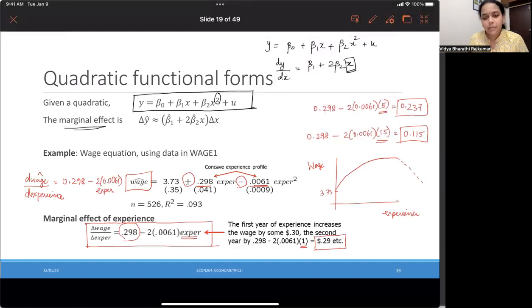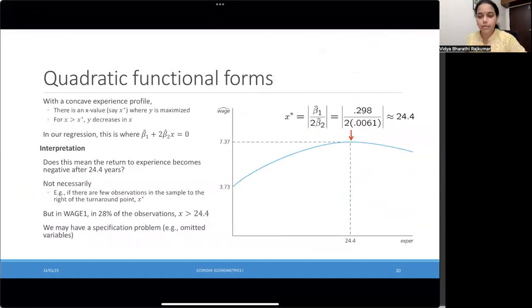So does that mean that after a certain period, experience doesn't matter to wages? Okay, so let me go over that again. We have now established the fact that wages increase with experience, but at a decreasing rate. So we have a concave profile for experience. Using principles from the geometry of parabolas, we can figure out where this turning point happens. Or if you were to just use calculus, you just have to find the point of maximum of that function.